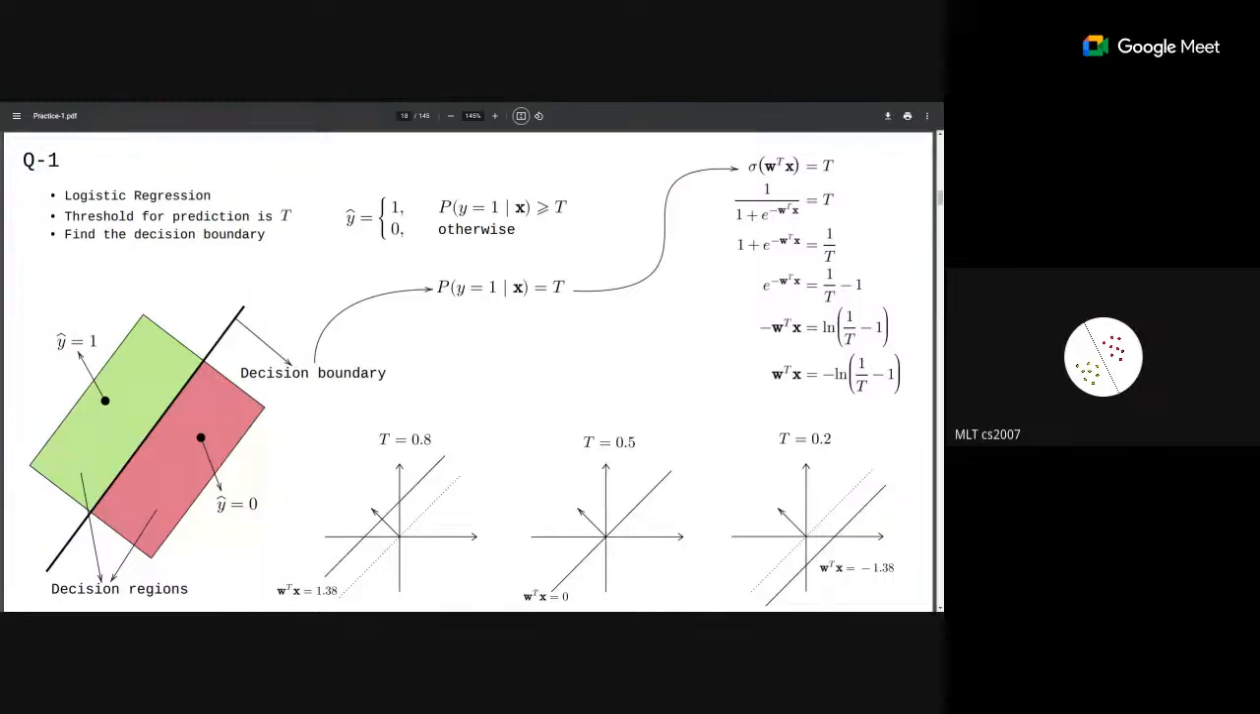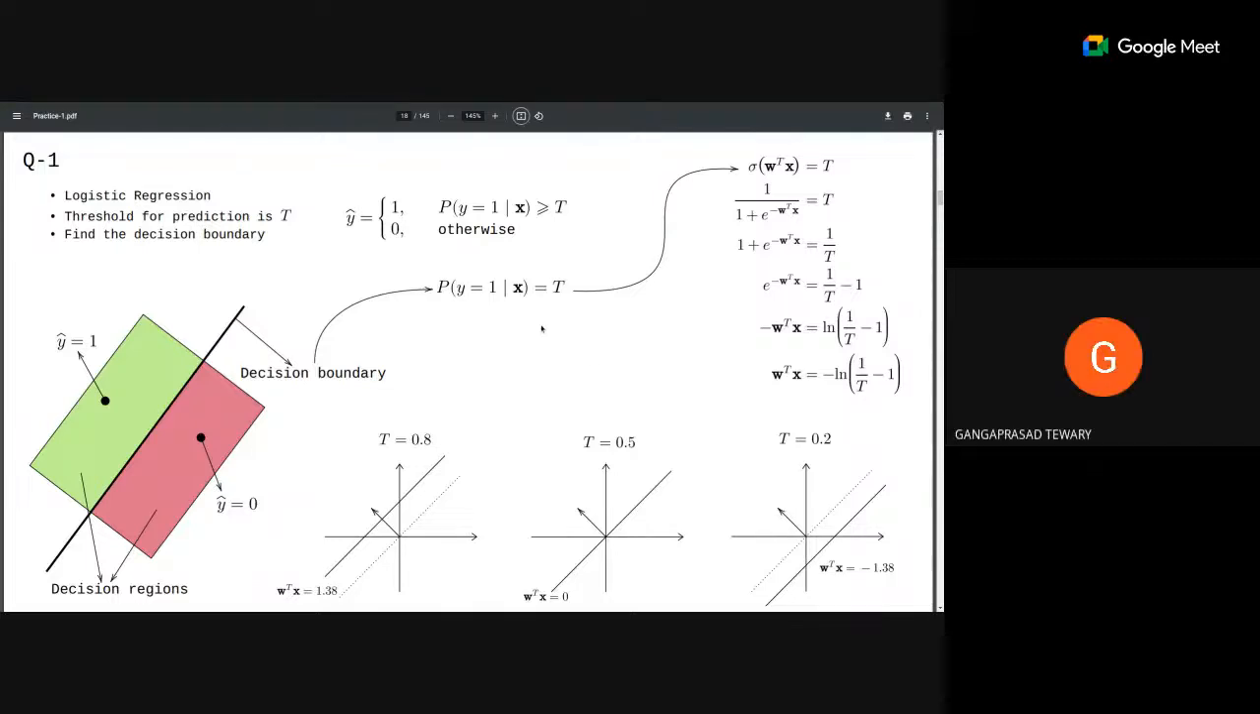So one note for all of you: as far as our exam is concerned, always assume that W transpose X equal to 0 is the boundary, right? So there'll be no change in that. If you want to be very sure, we won't ask this question in the exam. So the boundary will not be shifted. But in general, you can assume that if the threshold value is not given in logistic regression, then W transpose X equal to 0 is the boundary. Okay, I hope that is clear to all of you.